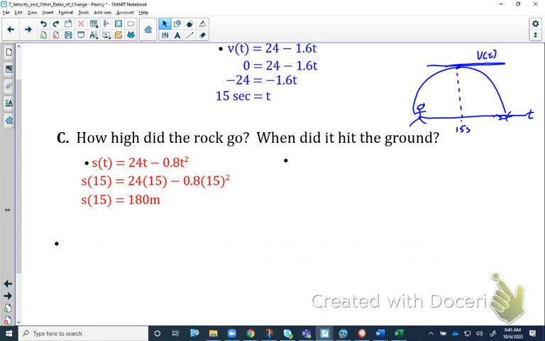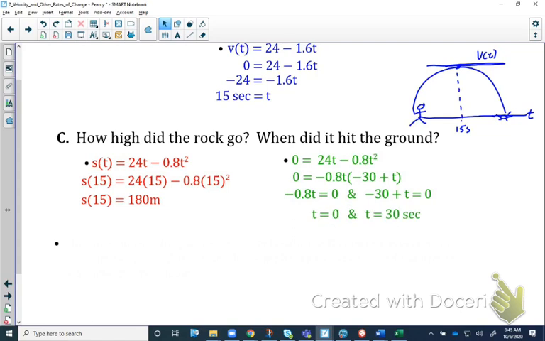Well, when did it hit the ground? When it hit the ground is the final solution of the position function, when the height of the function is equal to 0. So we set the position function equal to 0 to solve for time. Here I'm going to use negative 0.8 as a greatest common factor, so that I can set both of the two factors equal to 0. The first solution we get is that time is equal to 0. That's just before you throw the rock into the air.